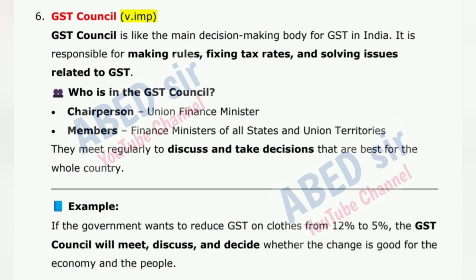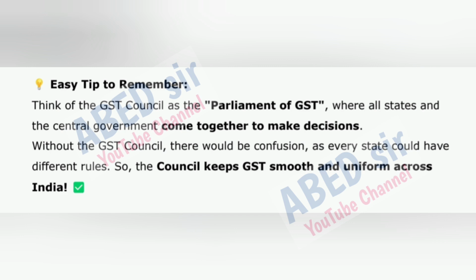Example. If the government wants to reduce GST on clothes from 12% to 5%, the GST Council will meet, discuss, and decide whether the change is good for the economy and the people. Easy tip to remember: think of the GST Council as the Parliament of GST, where all states and the central government come together to make decisions. Without the GST Council, there would be confusion, as every state could have different rules. So, the Council keeps GST smooth and uniform across India.